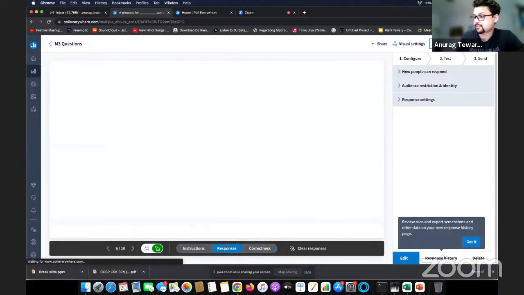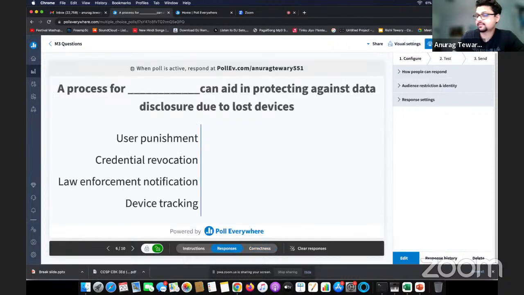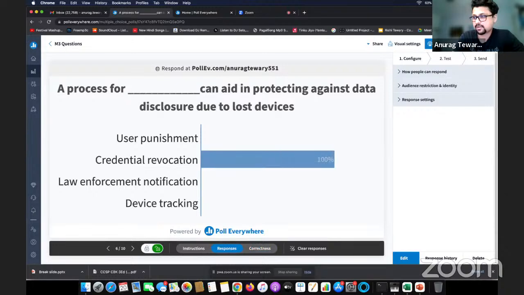All right, we will move next. So a process for Dash can aid in protecting against data disclosure due to lost devices.